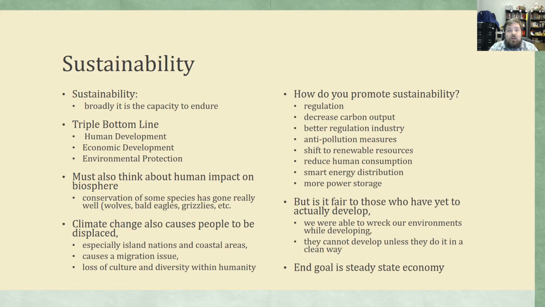Where this starts to be an international politics issue, aside from pushing this triple bottom line and pushing sustainability issues, right? Sustainability as an issue internationally. We also see it impacting people, right? As the climate changes, this causes displaced persons, especially island nations and coastal areas. There are islands in the Pacific that are simply just not going to exist in the future if there's more than a meter of ocean rise, and that's pretty much locked in at this point.